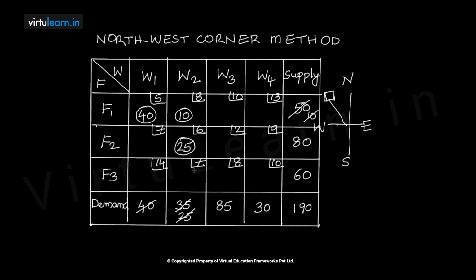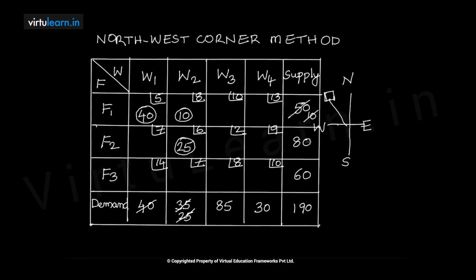Then now this W1 column, W2 column is also satisfied, so we cannot make any allocations there. The F1 row is also completed because that is exhausted. Now we have only this table here, F2 W3, F2 W4 and F3 W3, F3 W4. You can see this cursor moving along these cells, right? So in this is the most northwest corner cell.